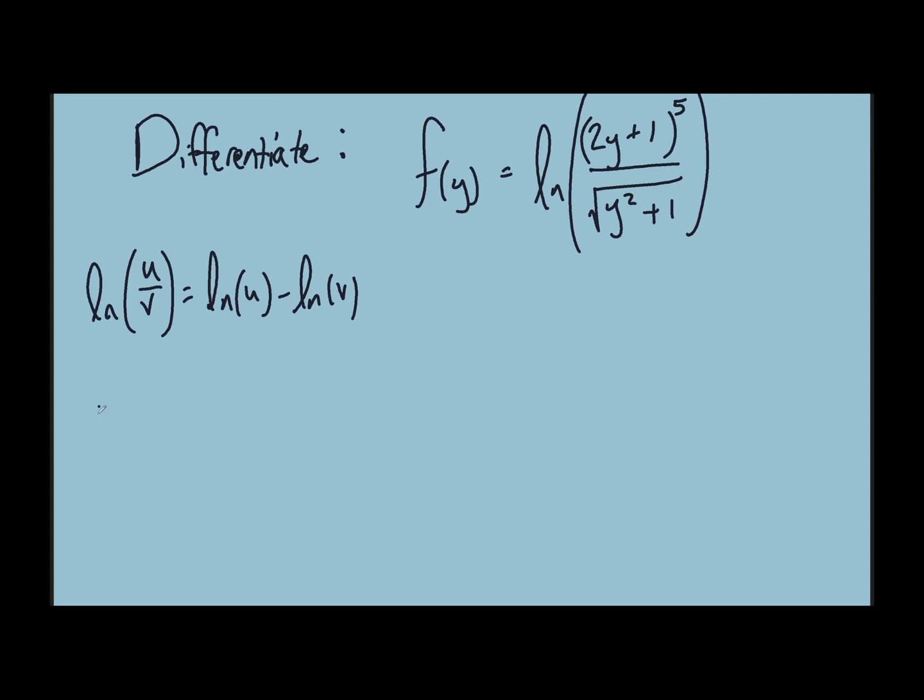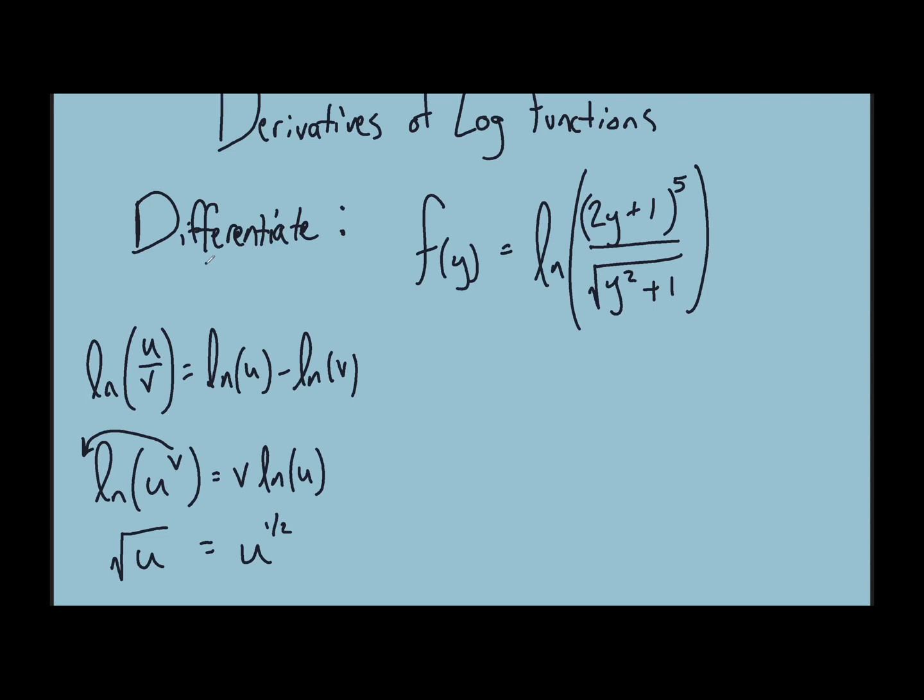And another one is if I have the ln of u to the v, I can rewrite that by bringing this out and do v ln u. That's nice because we have an exponent in this one. And then, of course, one you should probably know already is the square root of u can also be rewritten as u to the 1/2, because I prefer using a power rule than anything else. It's the easiest.